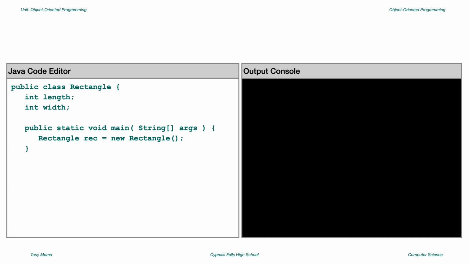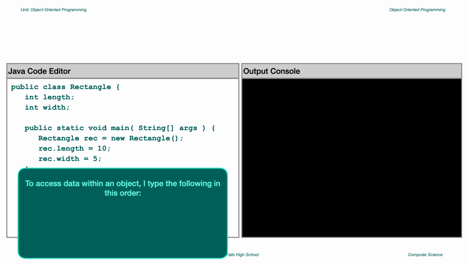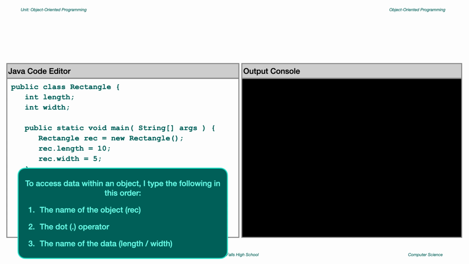This then begs another question. How do I change the length and width of my rectangle? For example, suppose I want my length to be 10 and the width to be 5. Well, here's how I'll do that. I would say rec.length equals 10 and rec.width equals 5. In general, to access data within an object, I have to type the following in this order. The name of the object, which in this example was rec, followed by the dot operator, then followed by the name of the data that I want to access, which in this example was the length and the width.